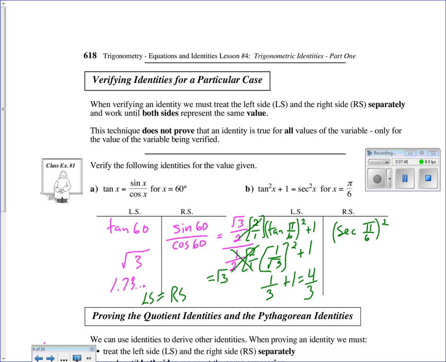Breaking up a little bit here today. The secant of pi over 6 is 2 over root 3. Find that on your unit circle. Maybe I have a dead spot there. And then I have to square that, which gives 4/3. And I've generated the same thing on the left-hand side and the right.